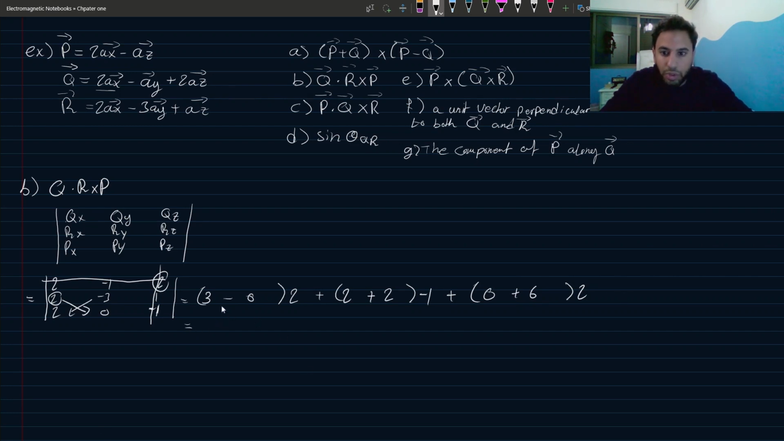multiplied by 2. And this will equal to 3 minus 0 is 3 multiplied by 2, which is 6, plus 2 plus 2 is 4, minus 1, that's minus 4, plus 0 plus 6 multiplied by 2, and that gives us plus 12. And this equals to 6 minus 4, that is 2, it will give us 14.